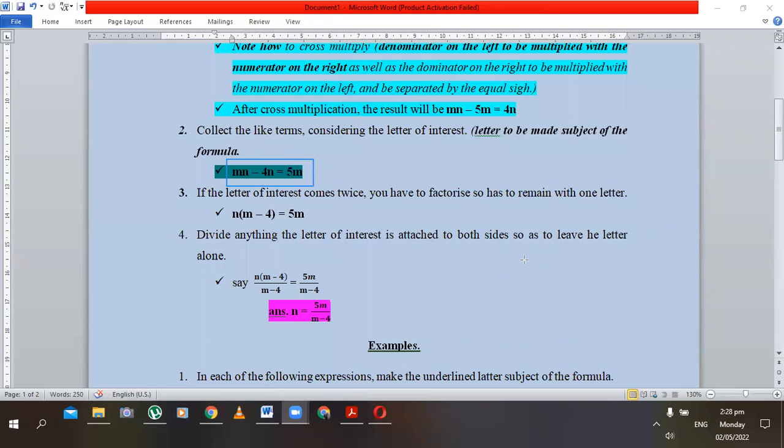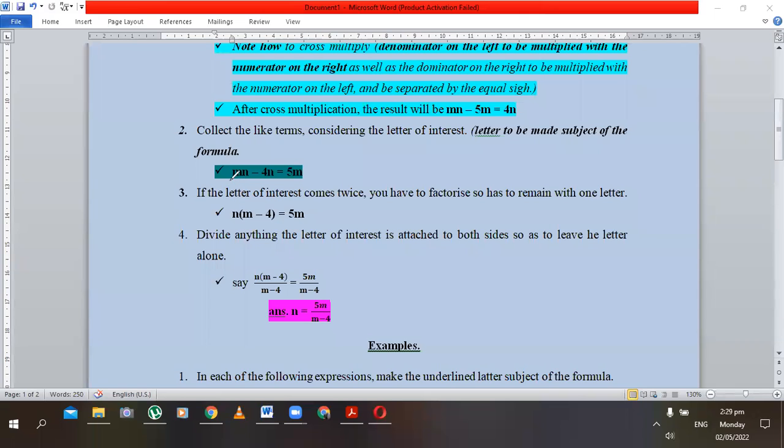Yes. So the step here tells us that if the letter of interest comes twice, and we can see here that it has come twice, then what do we need to do? We need to factorize. Why are we factorizing? What does it mean to factorize? It is to take that which is common outside the bracket. These steps that I'm showing you here are the steps that we're going to use when solving questions.